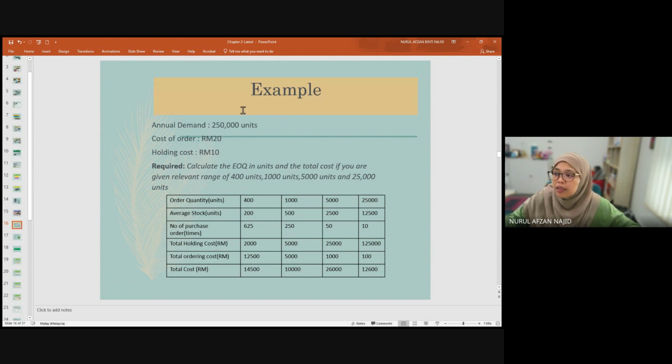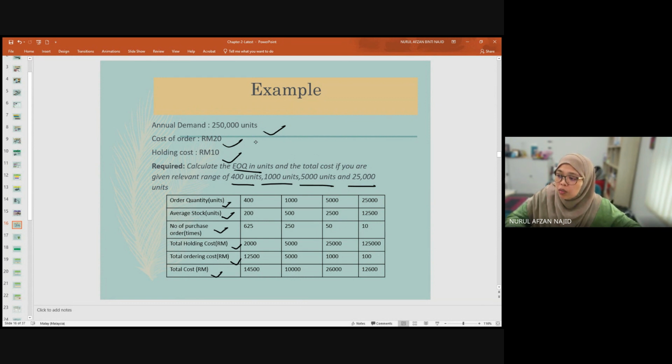Okay. Yang ni contoh, diberi annual demand, cost of order, holding cost. Calculate EOQ in unit and the total cost if you are given relevance range of 400, 1,000, 5,000 and 25,000. Okay, you need to prepare the table. You need to make sure that the item ni sama: order quantity, average, number of purchase order, total holding, total ordering and total cost. Then you determine from the question.